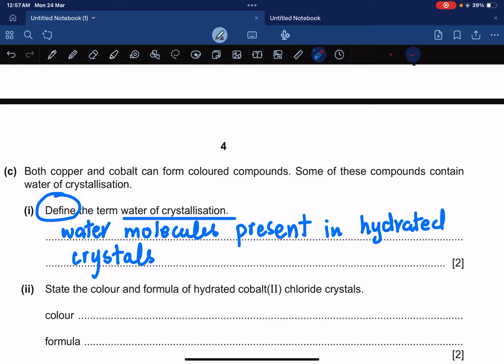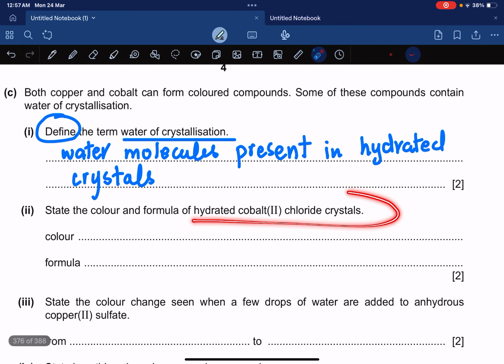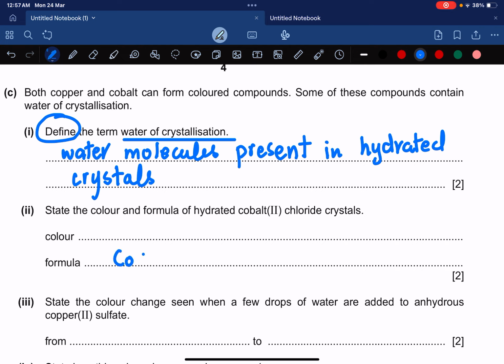अच्छा, state the color and the formula of hydrated cobalt(II) chloride crystal. अच्छा, the formula we just did right now, it was CoCl2·6H2O. अच्छा, learn these two formulas for copper sulfate as well because they're part of the syllabus. And the color is going to be pink. Why pink? देखिए, anhydrous का blue होता है और hydrated का pink होता है. Learn it from the syllabus.